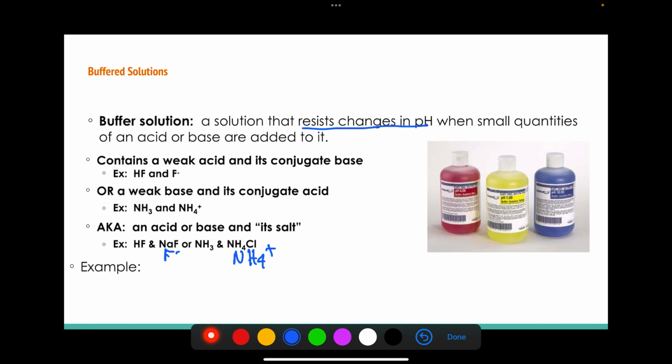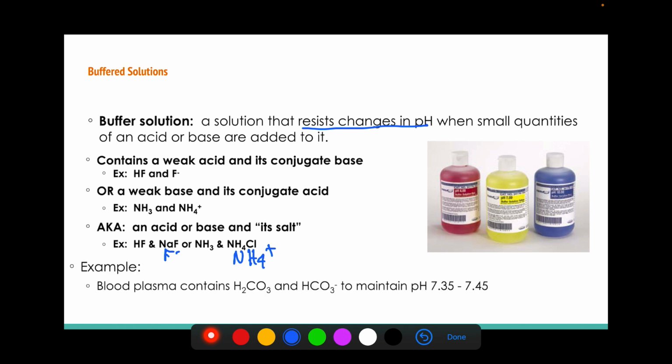A common example of a buffer system is your blood plasma. Your blood plasma contains carbonic acid and its conjugate base, HCO3-. This combination of the weak acid and its conjugate base allows your blood plasma to maintain a pH of about 7.35 to 7.45, which is really important.